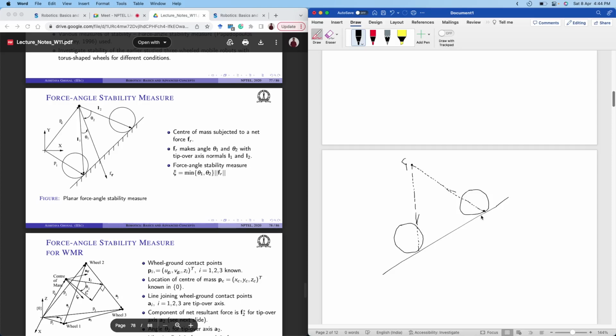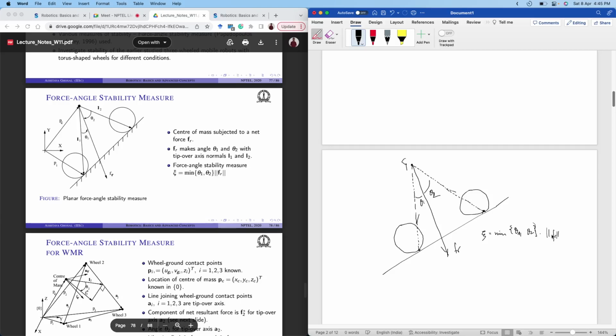So the resultant force at the center of mass, if it is called FR, makes angles theta 1 and theta 2 with the lines joining the center of mass to the point of application of force, or the point of contact in this case. So this stability measure has been defined as the minimum value between theta 1 and theta 2 multiplied by the magnitude of Fr.